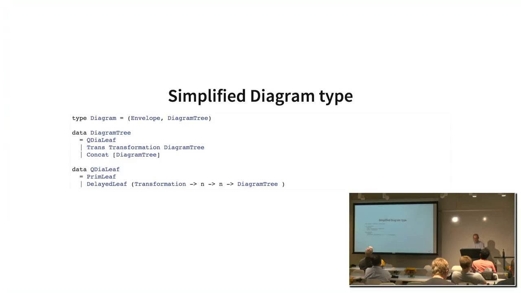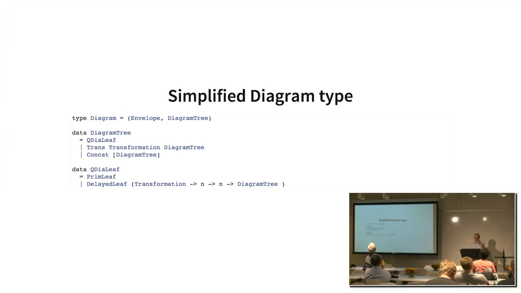So here's a simplified diagram type that I think for our purposes would work, okay? It's a pair of an envelope and a diagram tree. A diagram tree can either be a leaf, it can be a transformation, and that contains, of course, another diagram tree because that's an internal node, or it can just be a concat node, a way to put diagrams together. And the leaf is pretty much what it was before. It could also be this delayed function that takes the transformation, and those two ends represent numbers. Only one of those numbers will be none, and the other will be in effect, and that will tell you how to scale things like line width and arrowheads, depending on the final size of the diagram.